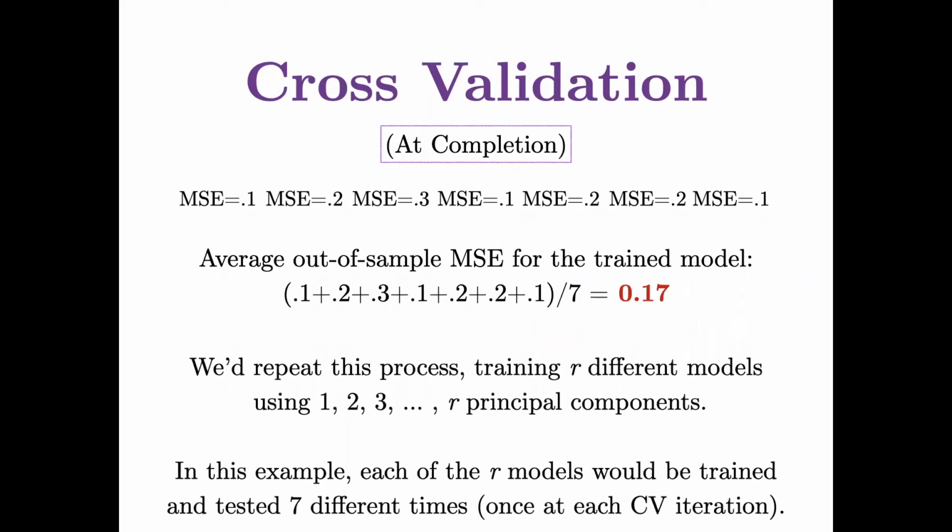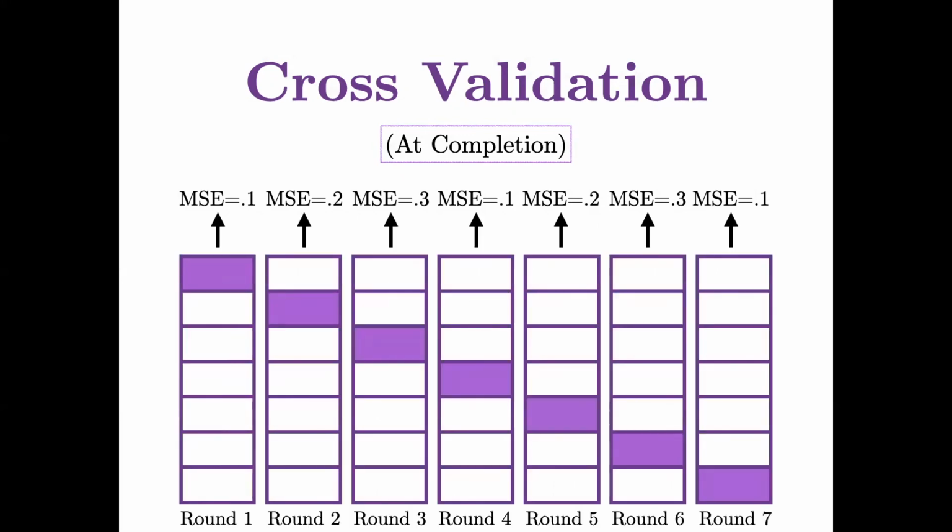And I'd repeat this process, training our different models using 1 principal component, 2 principal components, 3, up to R. So in this example, each of our R models would be trained and tested 7 different times, 1 at each cross-validation iteration. So what we just looked at here is an iteration of cross-validation.